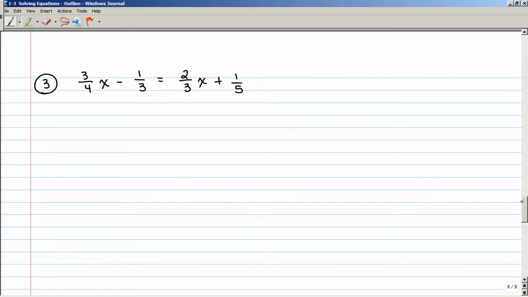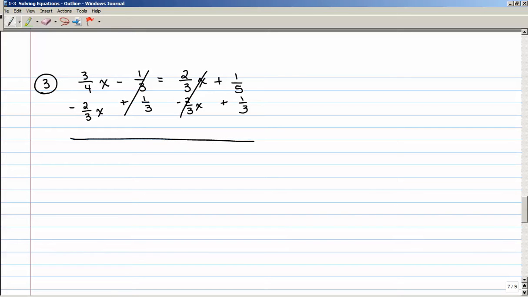Number 3. Oh, yay, we get to do some fractions here. And I don't have anything to distribute. I don't have any like terms to combine. So basically I'm going to get all my x's on one side and all of my terms without x's on the other side. So I think I'll start by adding a 1/3 on each side. What that's going to do is get rid of that. And then maybe I will subtract a 2/3 x on both sides. And that will get rid of those.